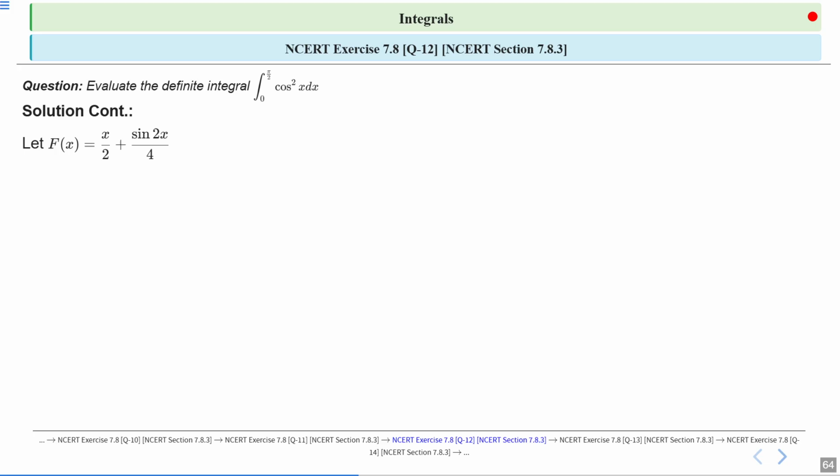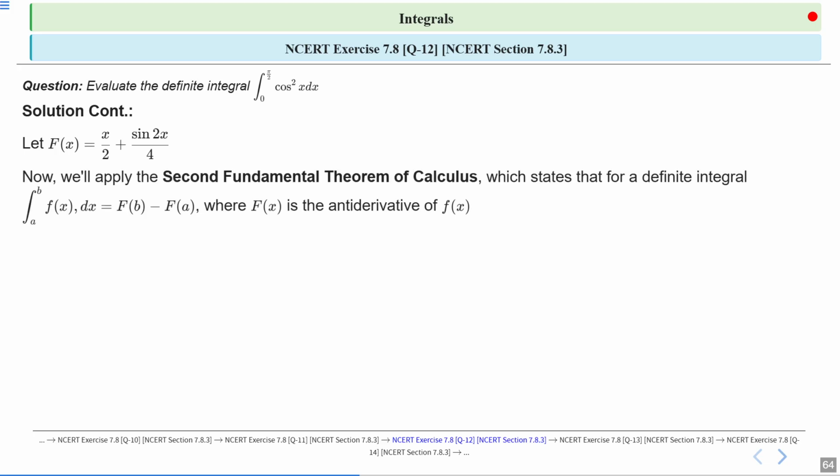First step is complete. Now we apply the second fundamental theorem of calculus, which states that for a definite integral from a to b of f(x) dx, the value is the value of the antiderivative at the upper limit, that is pi by 2, minus the value of the antiderivative at the lower limit, that is 0. So I becomes f(pi by 2) minus f(0).